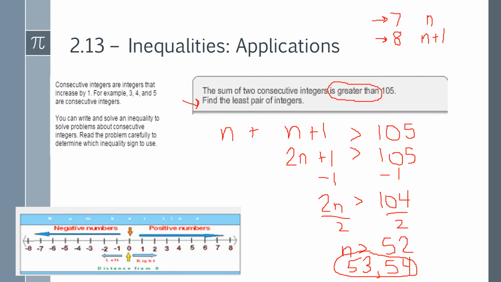Now, if you're not sure, maybe it could be the next lower set of numbers. The next lower would be 52 and 53. Add them together, you get 105. Remember that the sum has to be greater than 105. 105 is not greater than itself. It is the same. So this one doesn't work, but this one does. So the correct answer to this one is 53 and 54.